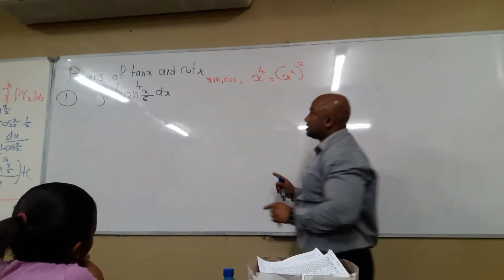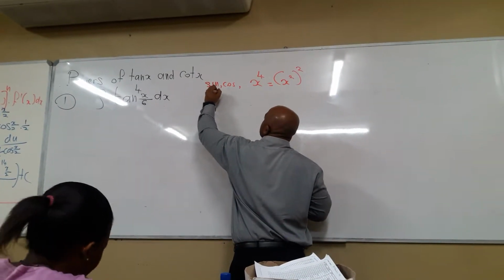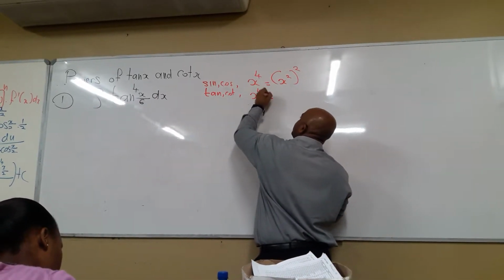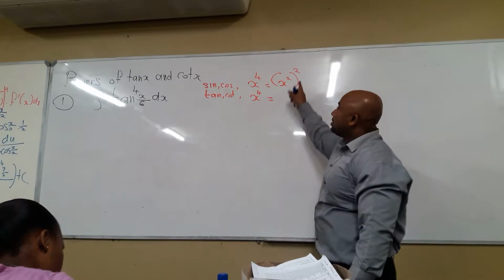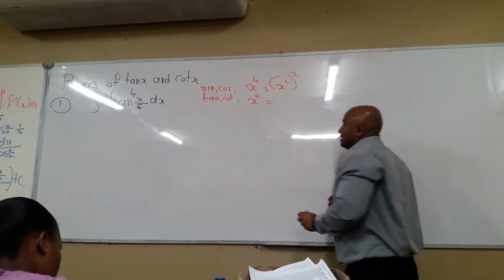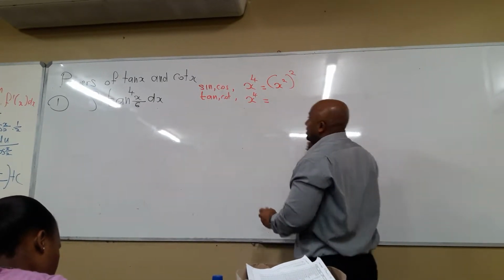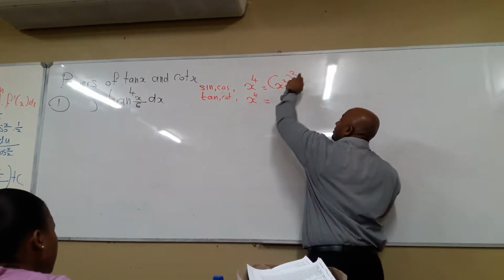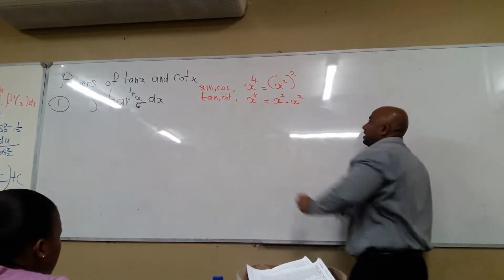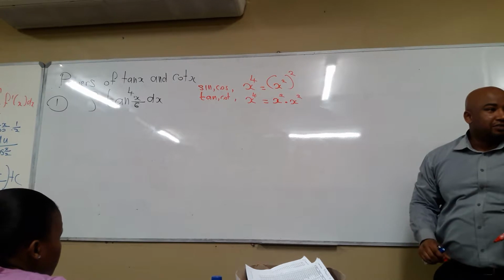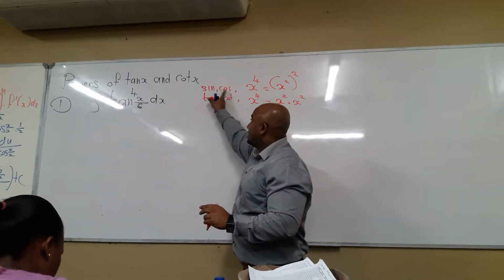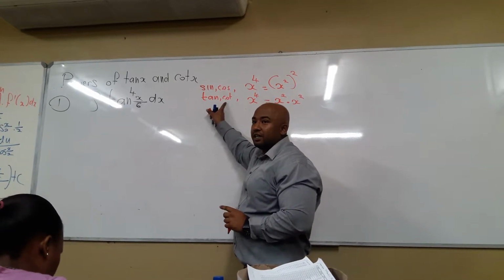Now for tan and cos, you need to get that square so we can use our square identity, but in a different way. So instead of writing x squared all squared, we need to write down x squared multiplied by x squared. It will still give you x to the power 4. Right, so you need to remember the difference for sine cos compared to tan and cos.